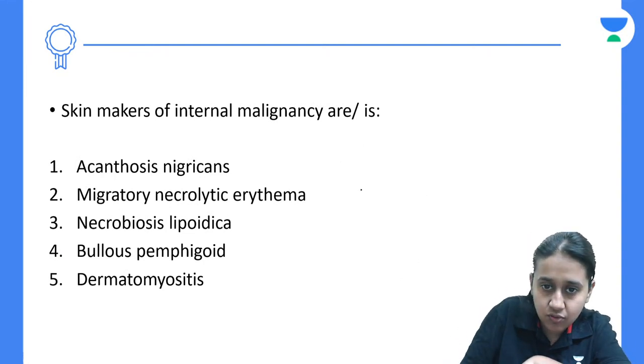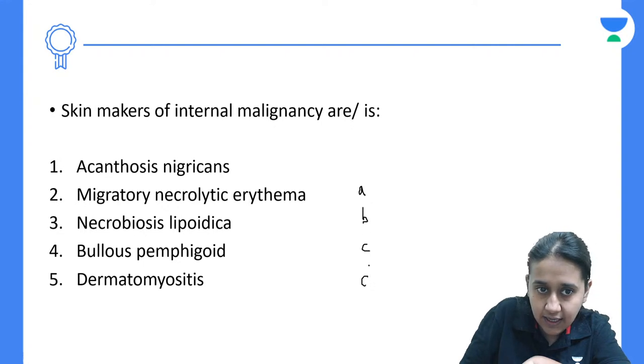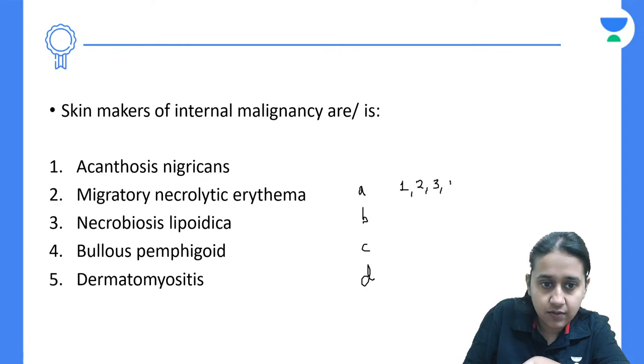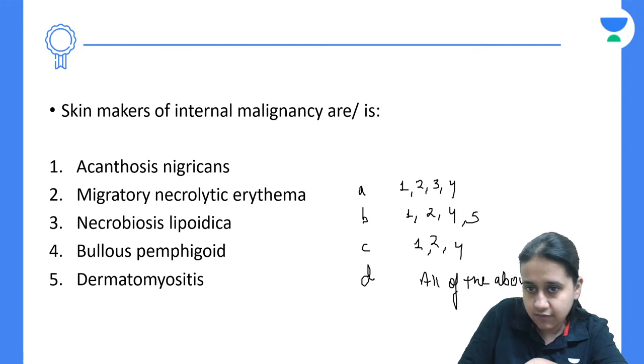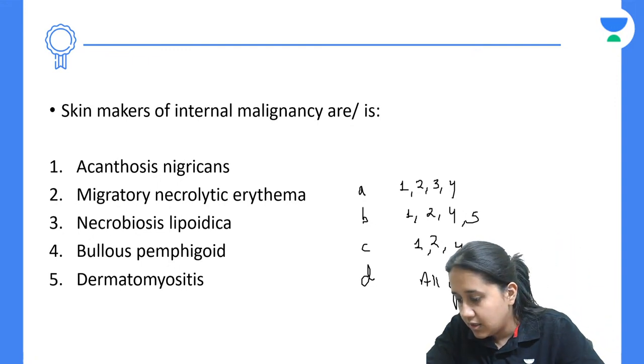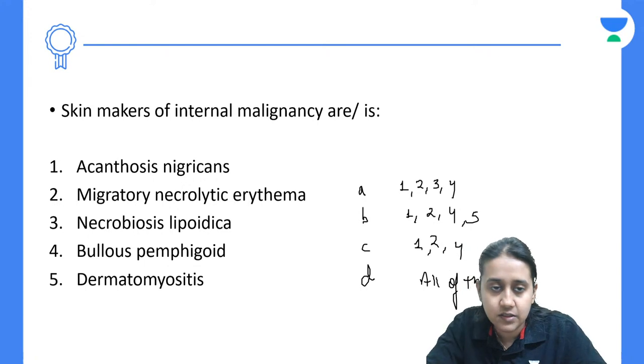Let me make the options for you. So A, B, C and D. 1, 2, 3, 4. Then 1, 2, 4, 5. Then 1, 2, 4. And all of the above. Which of the following is the correct answer? Anyone? Which of the following is the correct answer?